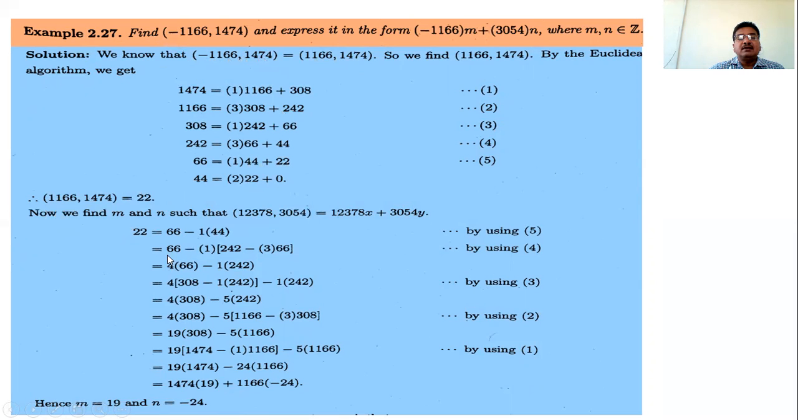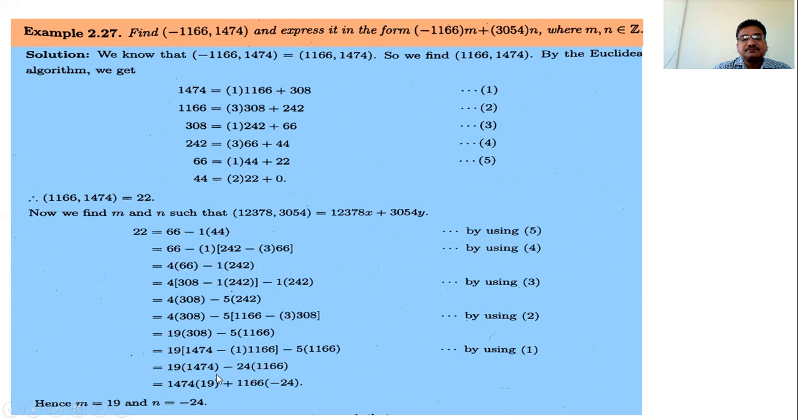Then we have to find the numbers m and n such that this holds. First express these numbers 1474 and 1166 in this form, using the same method. Use the second last equation and find the value of 22 as 66 minus 44 into 1, and then by repeated successive use of previous equations, we get this equation: 1474 into 19 minus 1166 into 24. Actually, there is a negative sign here.